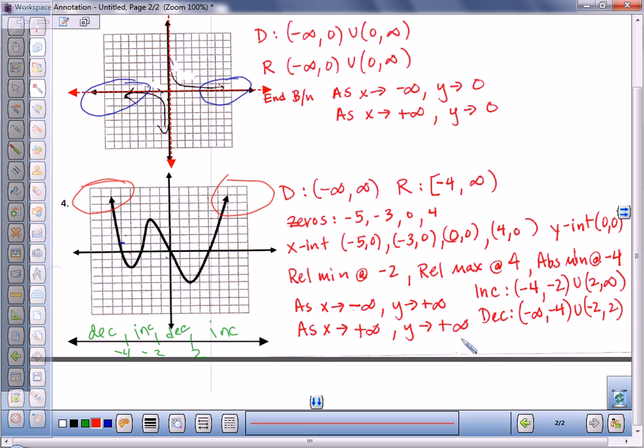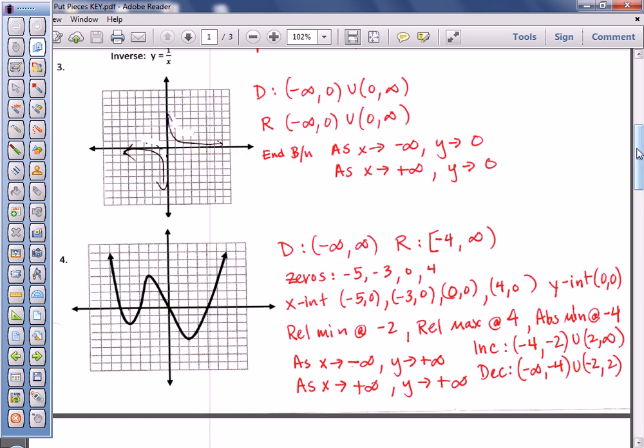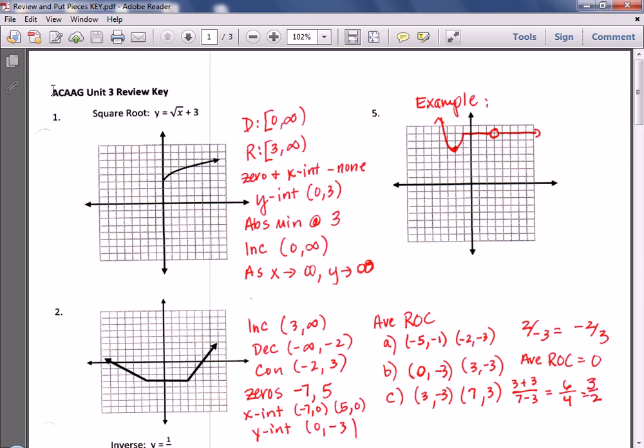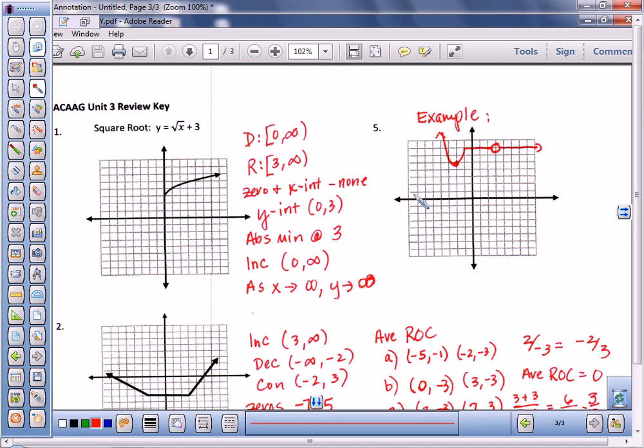Okay, let's take a look at number 5 then. Now, does your number 5 have to look exactly like my number 5? No. Nope. It just says sketch a graph that has a minimum value at the point -2, 5, and it has a point of discontinuity at x equals 3. So yours does not have to look like mine at all.